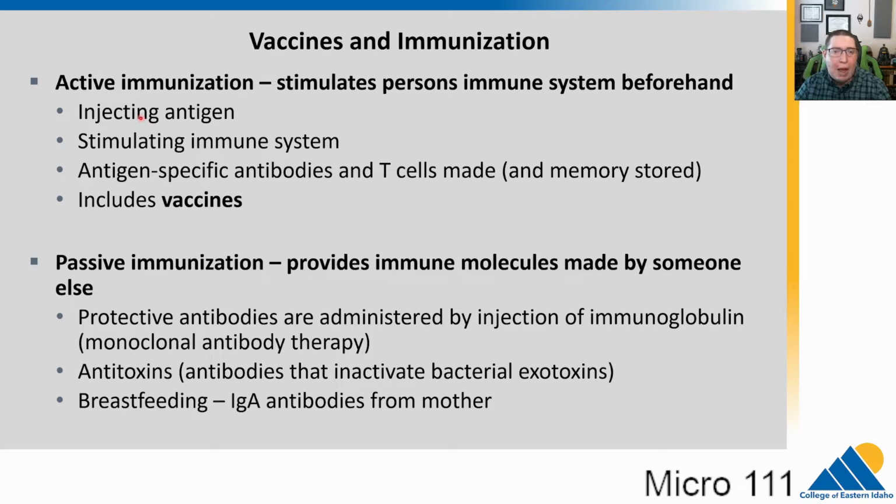This is an example of what we call active immunization. This works to stimulate a person's immune system before they get sick with the microbe. So this could be something like injecting an antigen, which stimulates the immune system, causing antibodies and T cells to be made, but more importantly, memory to be stored. That memory is what protects us when we actually encounter the pathogen. So this is including vaccines. And you will notice in this is injecting antigens. There are various ways we can accomplish this. Some of them work better than others. We'll talk about that in just a second.